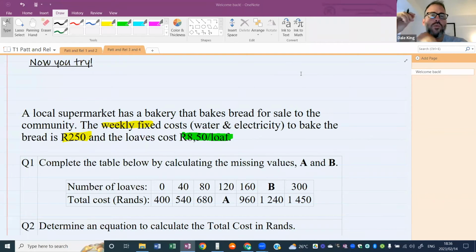Okay, the question. The local supermarket has a bakery that bakes bread for sale. The weekly costs and the fixed costs specifically to bake bread in 1 week is 250 Rand. And after that, it costs 8.50 Rand for every loaf. So the table shows the weekly costs for 0 loaves all the way up to 300 loaves. Okay, so you're trying to fill in the table for different number of loaves in a week. And we're just looking for missing letter A and missing letter B. Oh, got answers coming in. It's not that easy. Not that easy at all.